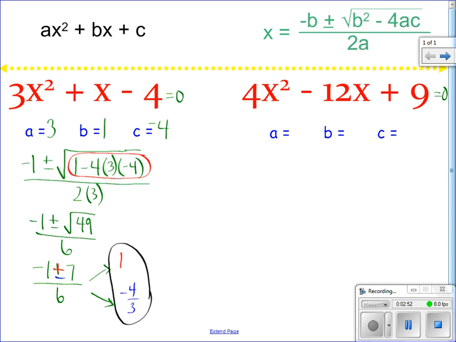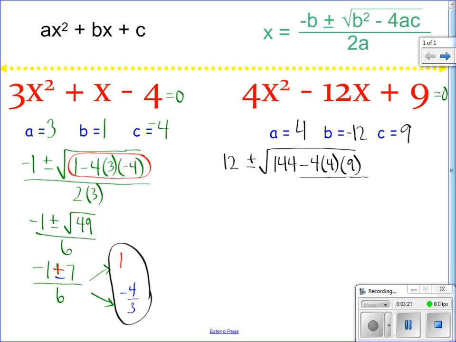Looking at the next one, we've got 4, -12, and 9 for our variables. So again, we put this into the quadratic formula. -b, well, b is already negative, so 2 negatives cancel out and we end up with +12 plus or minus the square root of b squared. Anytime you square a negative number, negative times a negative, you get a positive. So we put all of our variables in the right spot, just following the formula.